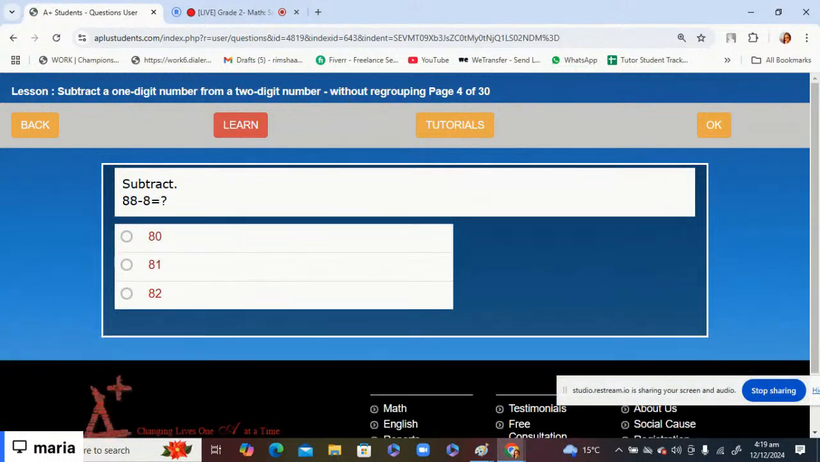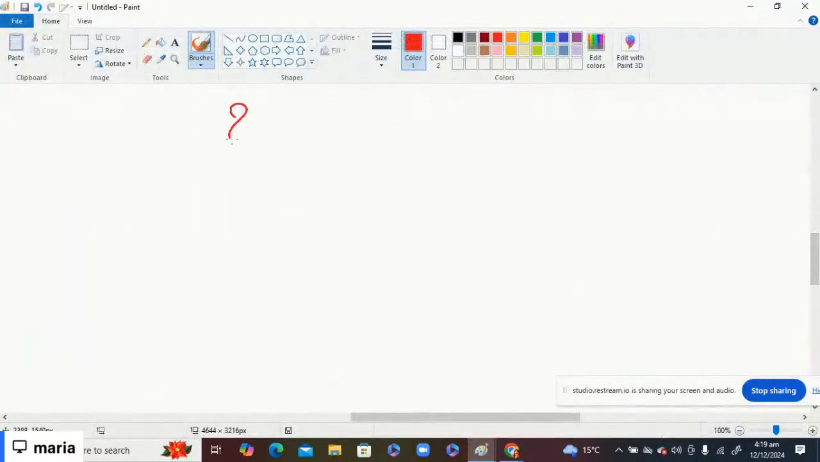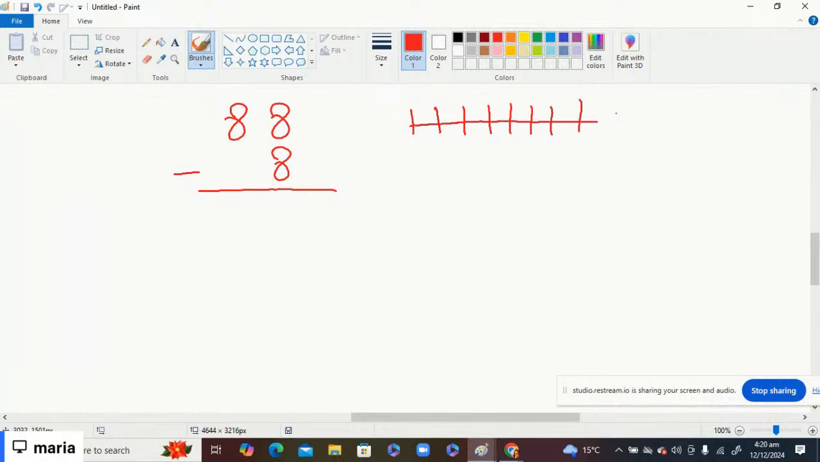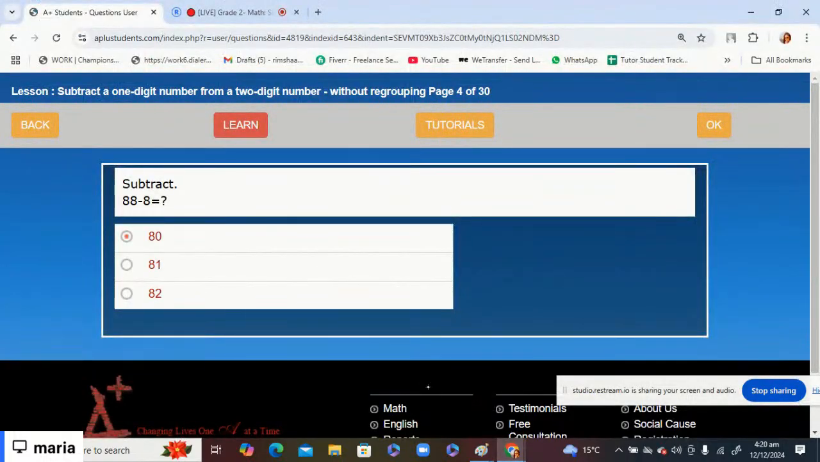Now 88 minus 8. Okay. 88 minus 8. So draw 8 lines: 1, 2, 3, 4, 5, 6, 7, 8. How many do you cancel? You cancel the 8. Draw the 8 lines and cancel the 8 lines. All of them are cancelled, so it means that nothing is left. So it is 0. And this 8 stays as it is here. So the answer is 80. Let's go with it.